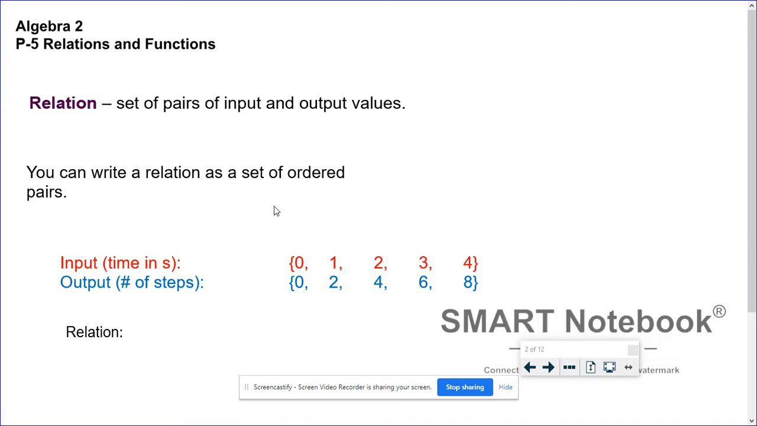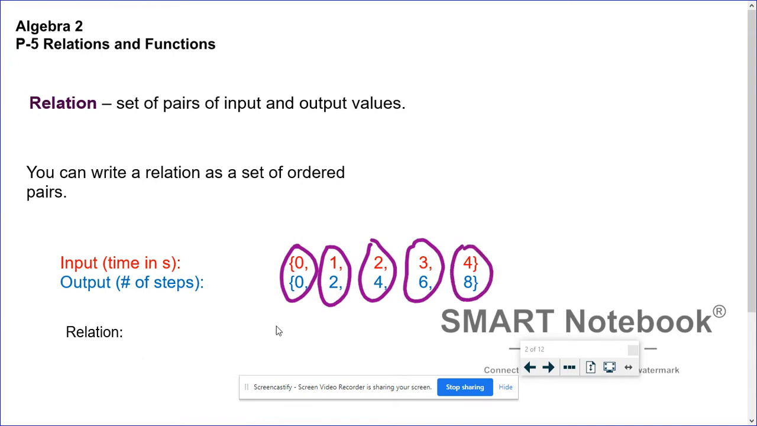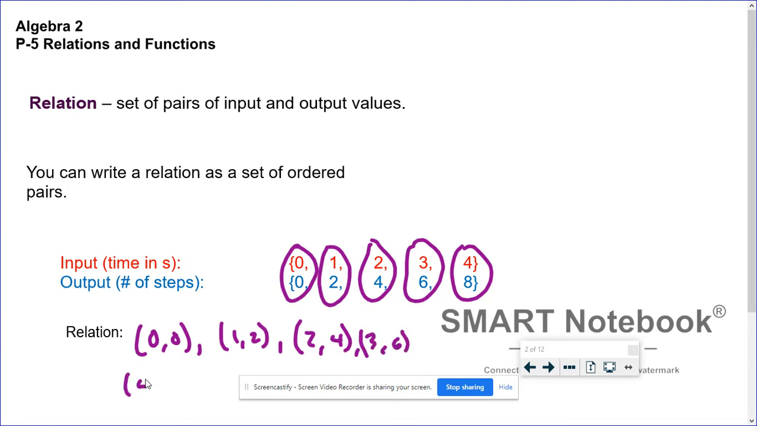So what we can do is write them as ordered pairs. So the ordered pairs would be 0, 0, 1, 2, 2, 4, 3, 6, and then 4, 8.